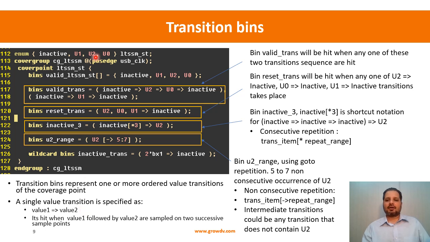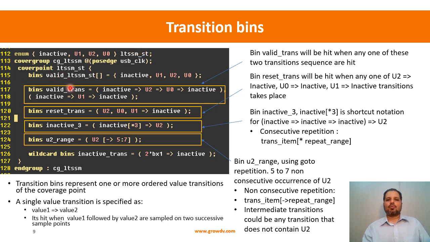So let's take a look at an example to see some of the flavors in which we can compactly define the different transition bins. We have this enum, and I'm not using typedef, so I'm directly declaring one variable over here. Since I'm not using typedef, I have to declare all variables of this enum type here itself on this line 112. I'm defining a covergroup using an implicit sampling event called at the positive edge of the USB clock, and then inside that I'm defining a coverpoint on this enum data type that I have declared.